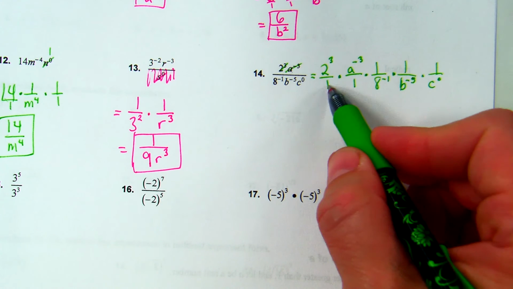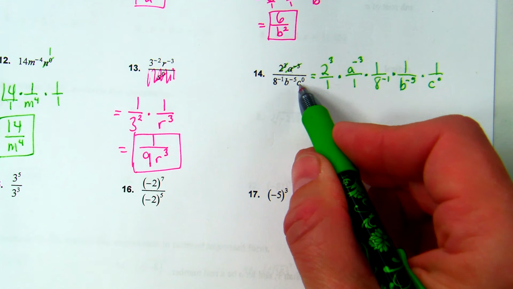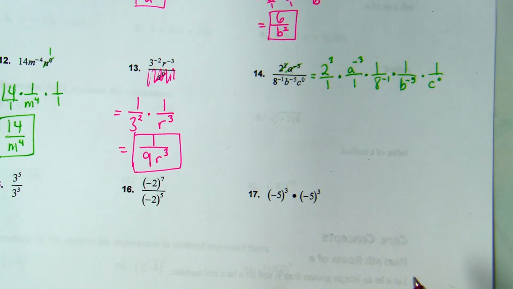If I multiplied all the way across the bottom, I end up with 8 to the negative 1, b to the negative 5, c to the 0. Okay, all I've done is just break them into the factors, the individual factors and terms themselves. Now again, you don't have to do this every time. You're going to be able to see this and recognize it, but I want you to see the individual parts changing at least once so that you can kind of have that visual in your mind.